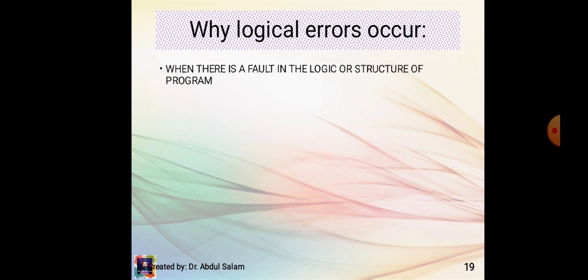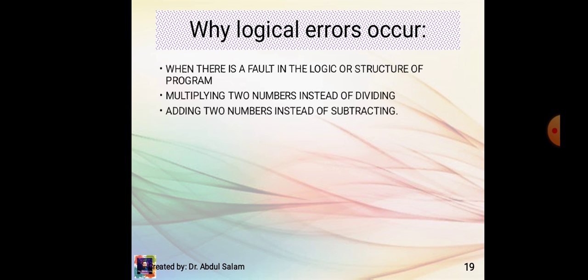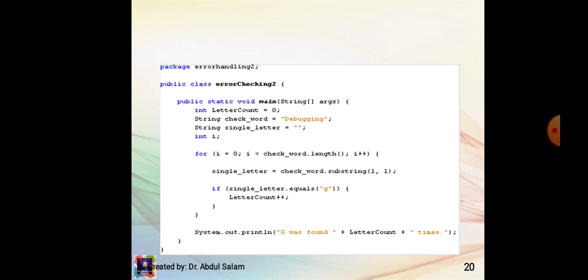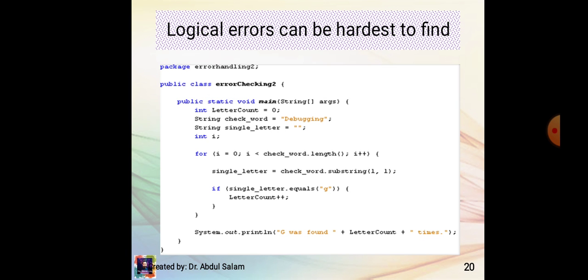Why does a logical error occur? When there is a fault in the logic or structure of the program, such as multiplying two numbers instead of dividing, or adding two numbers instead of subtracting. Logical errors in Java programming can be extremely difficult to find because they don't reflect any sort of coding problem or an error in the use of Java language elements. The code runs perfectly as written, it just isn't performing the task that you expected it to perform. Logical errors can be the hardest to find.